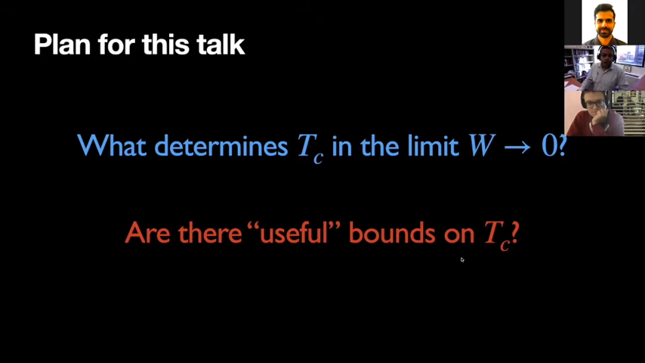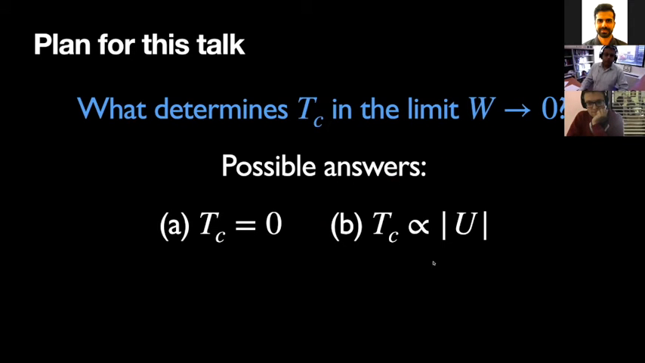Okay. So the first question is, again, as I said, what is TC in the limit of bandwidth going to 0? Now, if you think about it, there are only 2 possible answers. Either you can never have a finite TC, or, given that in this limit there's only 1 energy scale in the problem, which is the scale of the interaction strength, then TC has to be related to U.